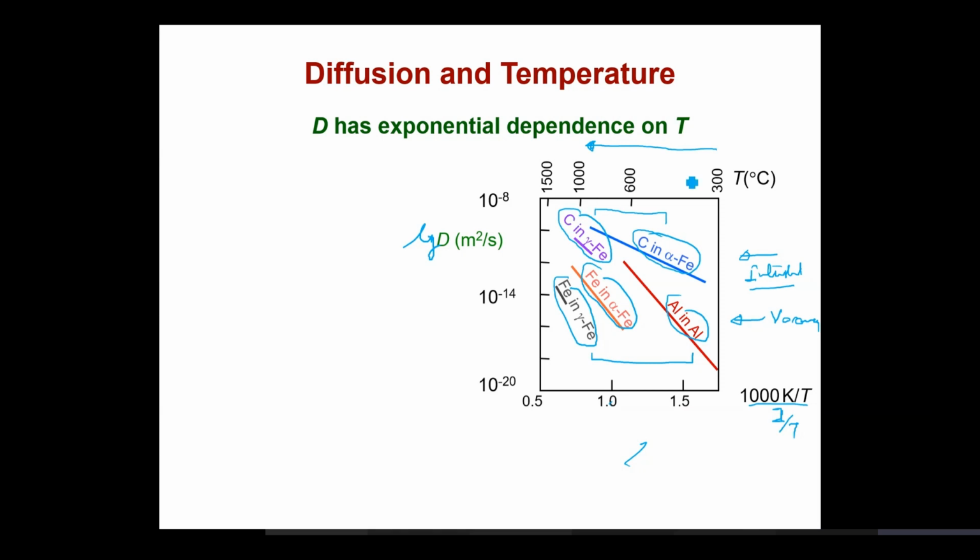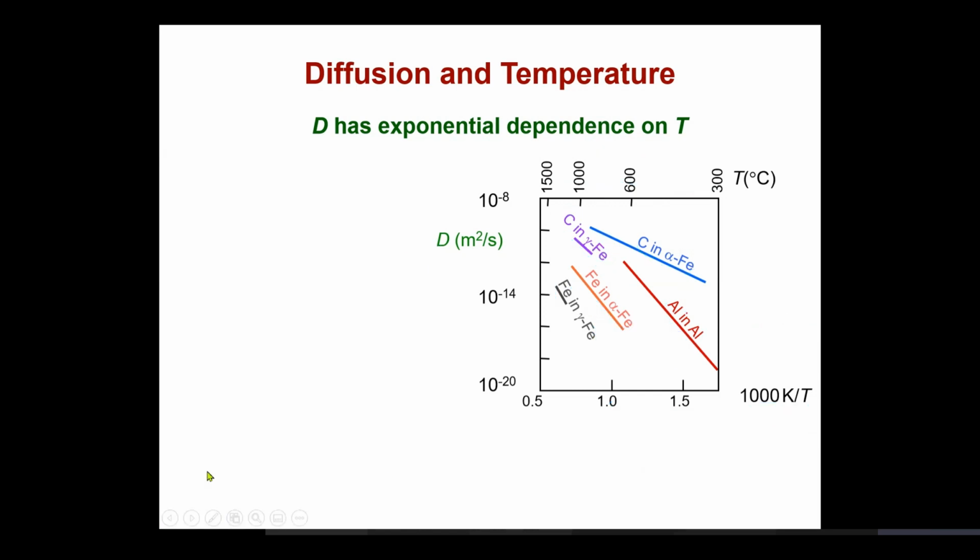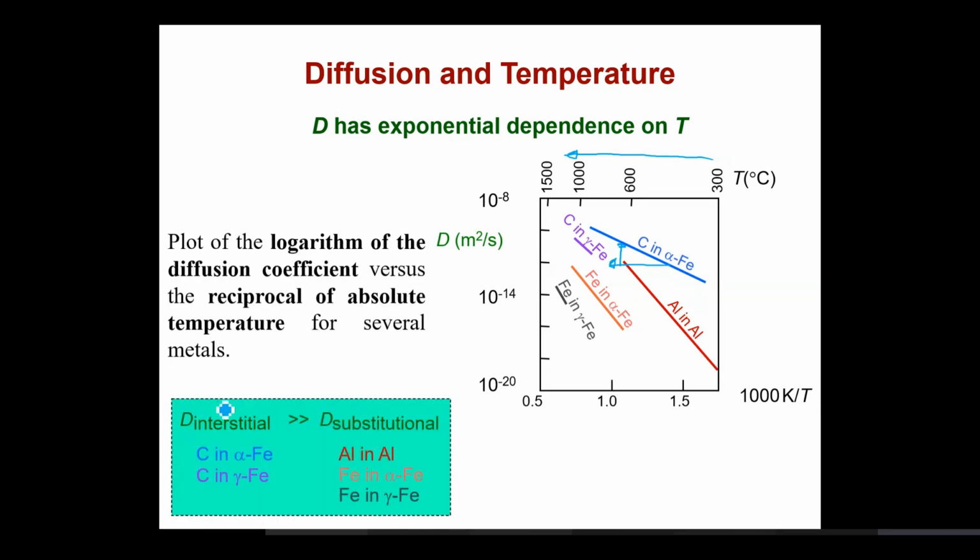In other words, if I move from here to here, let me erase, if I'm moving in this direction, the temperature is increasing and so is my diffusion coefficient. Is it the case? Yes sir. All right. So you've already seen that the interstitial diffusion coefficients are much faster, or much higher in value, as compared to the substitutional diffusion.